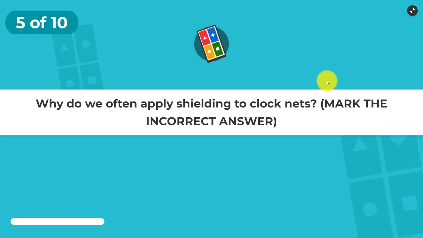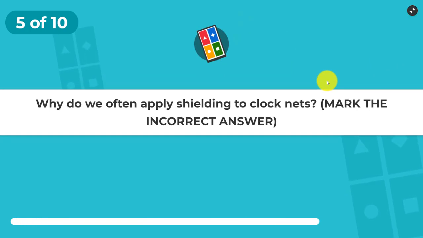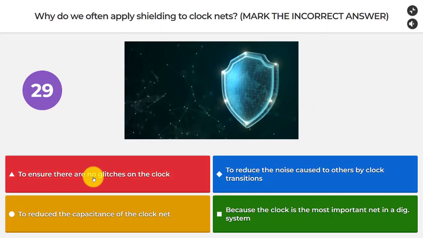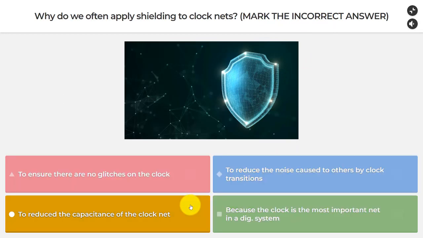Question number 5. Why do we often apply shielding to clock nets? And please mark the incorrect answer. So is it to ensure that there are no glitches on the clock? Is it to reduce the noise caused by others by clock transitions? Is it to reduce the capacitance of the clock net? Or is it because the clock is the most important net in a digital system? And the question is to mark the incorrect answer. Which of these 4 is not correct? And it's going to be to reduce the capacitance of the clock net.